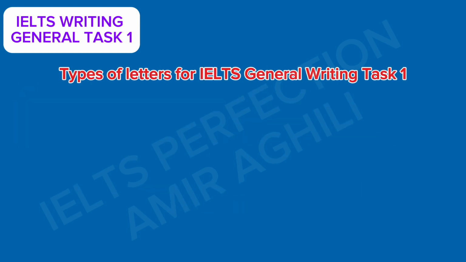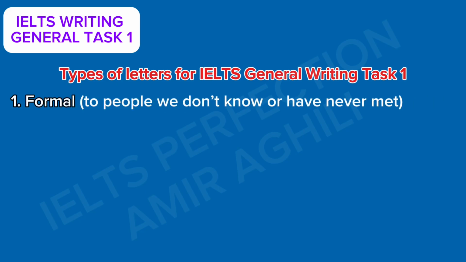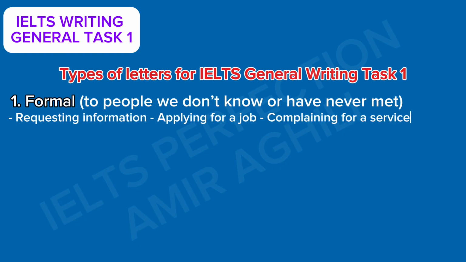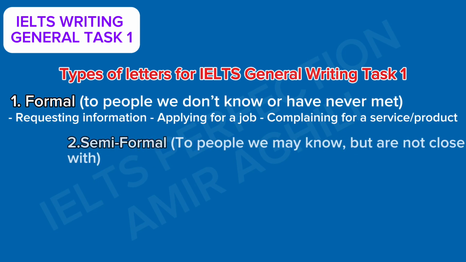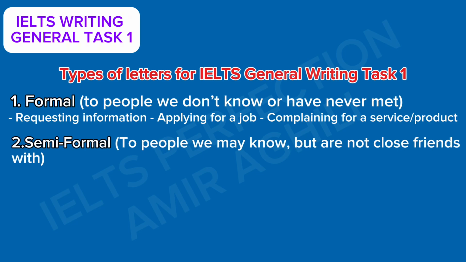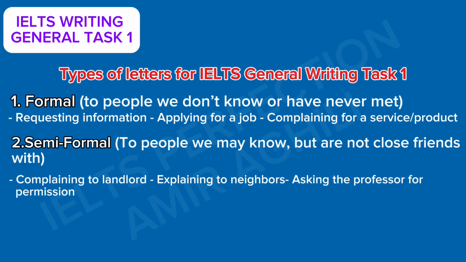There are 3 types of letters for IELTS Writing Task 1. Number 1 is formal, and is to people we don't know or have never met. The purpose of this type of letter could be requesting information, applying for a job, or complaining about a service or product. Number 2 is semi-formal, and is to people we may know but are not close friends with. Letters could be complaining to a landlord, explaining to neighbors, or asking the professor for permission.